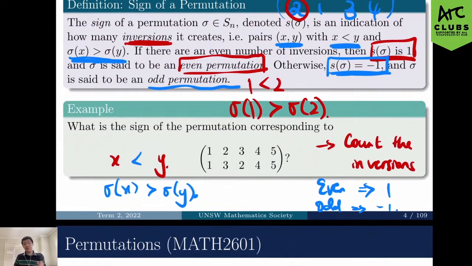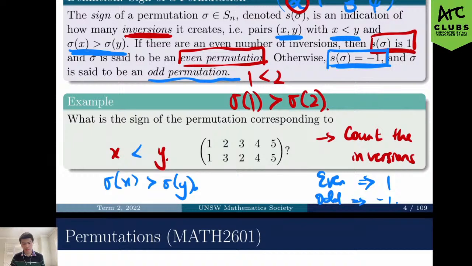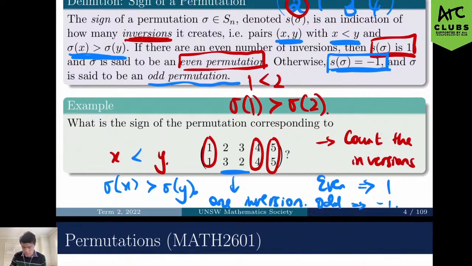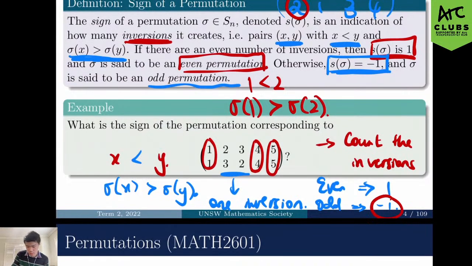Okay, so an example is over here. The sign of the permutation corresponding to 1, 2, 3, 4, 5 to 1, 3, 2, 4, 5. It's an easy example because most of the numbers stay in the same place. 1 stays in the same place, 4, 5, and so on. The only objects that have swapped positions are 2 and 3. So in other words, that's just one inversion. And because there's just one inversion, you can probably guess it's going to be odd. So the answer to this is -1.